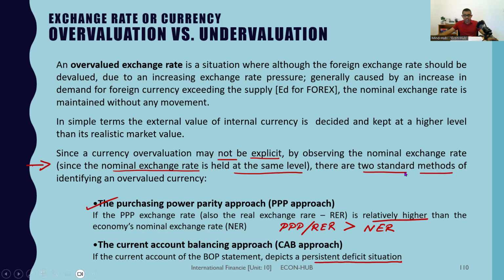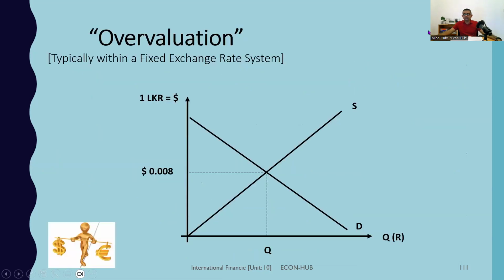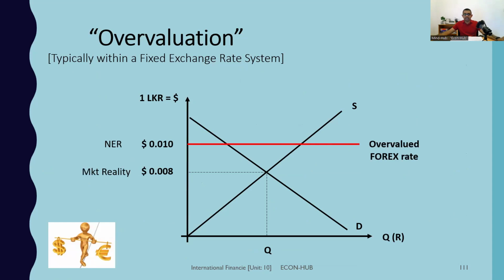I can show this to you with a diagram also. You don't have to draw the diagram, but just try to understand it. Overvaluation. We'll say 1 rupee is 0.008 US dollars according to the market reality, based on the existing demand and supply situation. But the central bank, the financial authority, keeps the nominal exchange rate without devaluing it, without bringing it down to 0.008. They keep it at 0.010. 0.010 is a greater value.